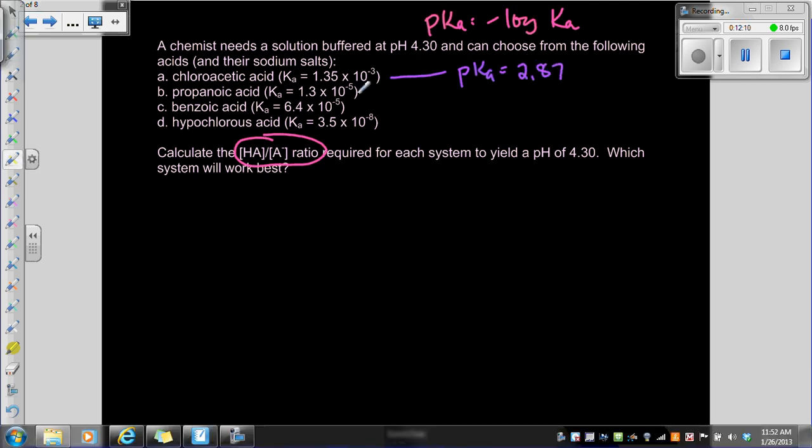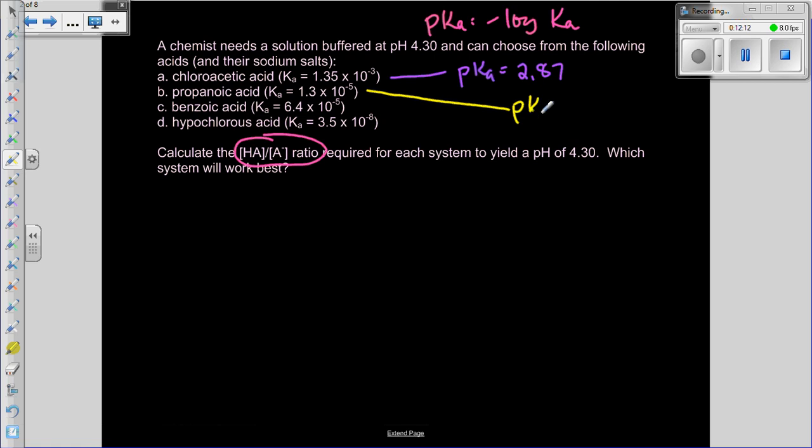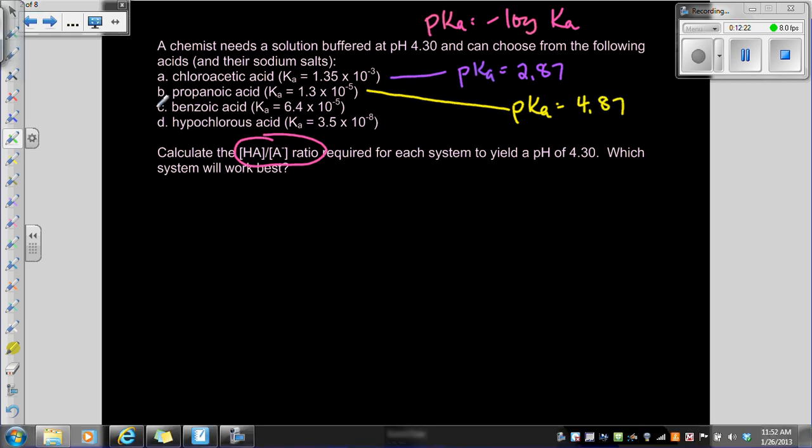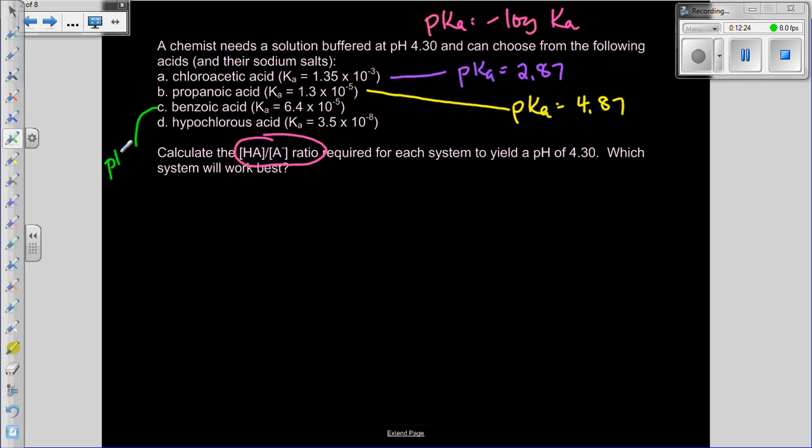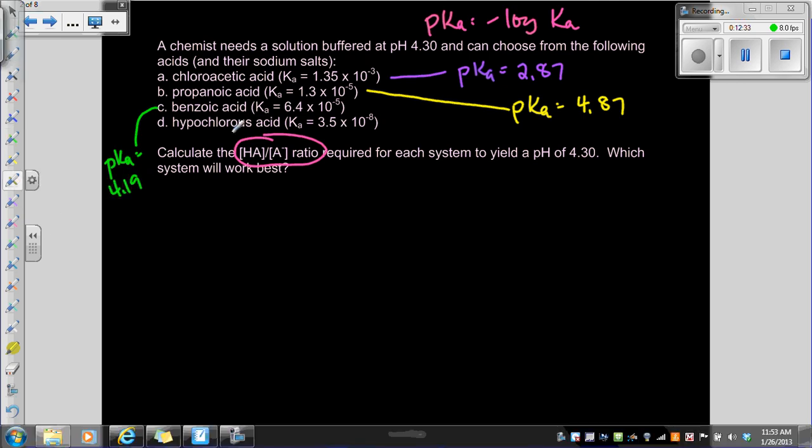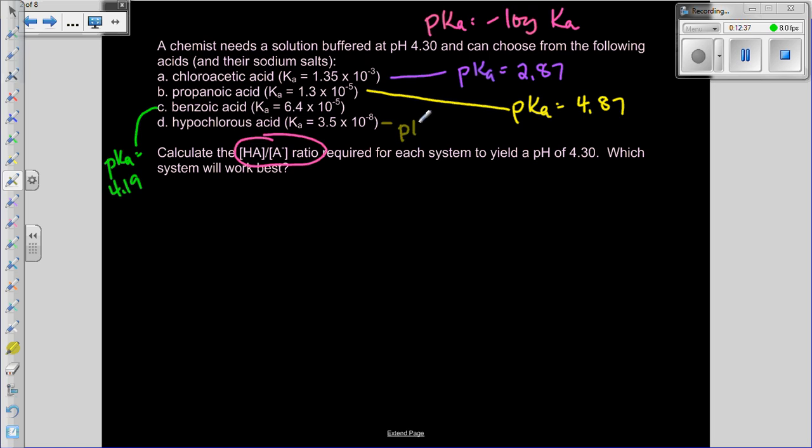And then propanoic acid, the pKa for propanoic acid, negative log of 1.3 times 10 to the negative 5th is 4.87. pKa for benzoic acid, negative log of 6.4 times 10 to the negative 5th is 4.19. And pKa for hypochlorous acid, negative log of 3.5 times 10 to the negative 8 is 7.46.